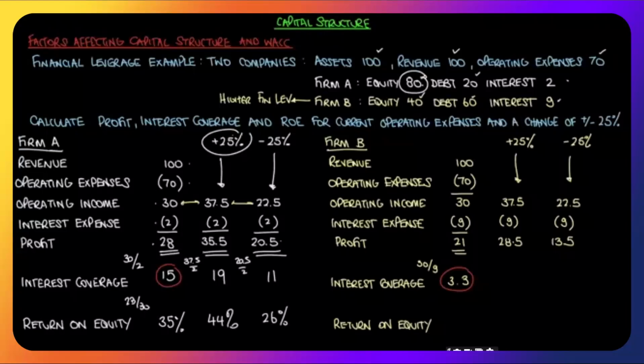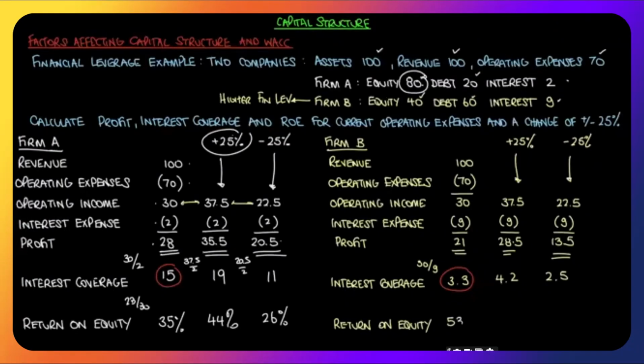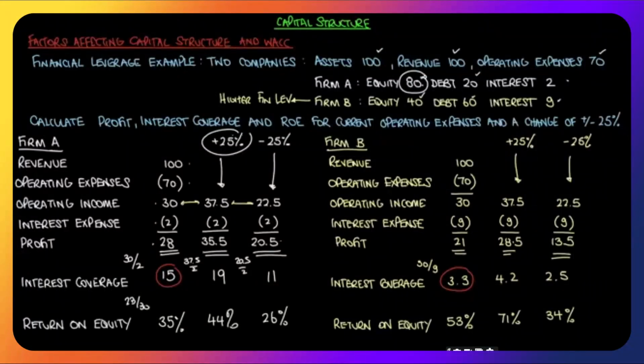26%. And if you perform the same calculations for firm B, what you're going to find is interest coverage goes up to 4.2 or down to 2.5. ROE starts at 53%, will go up to 71 or down to 34. So I think the numbers once again paint a fairly obvious picture, even if it's not absolutely as clear-cut as it was last time. The biggest one for me, as I say, is to look at interest coverage.